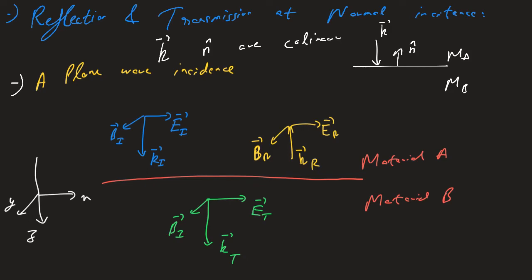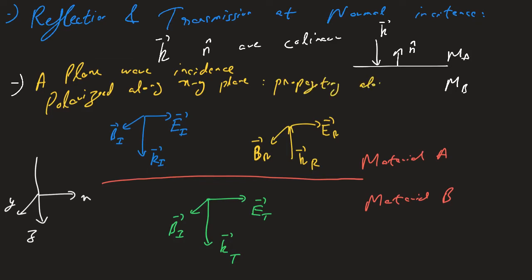We have plane wave incidence, and this plane wave is polarized along the xy plane, and it's propagating along the z-axis. Okay. And we're doing normal incidence because it's easier than the more general case. So I hope that you understand the geometry of the problem here, because it's very important to understand this. Now our job would be to find these coefficients: B transmitted, E transmitted, B reflected, E reflected, and so forth.